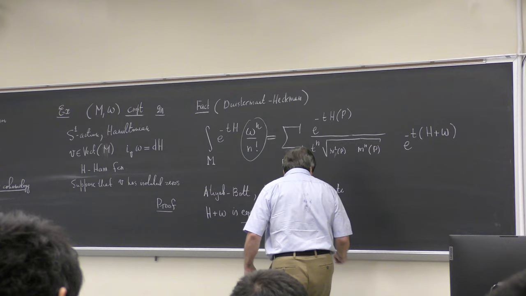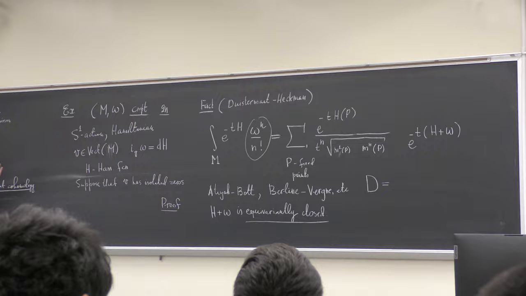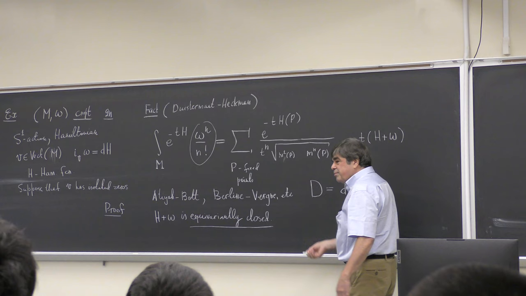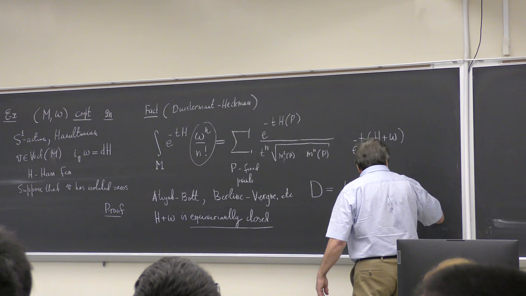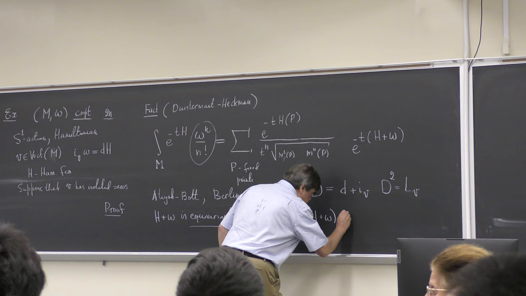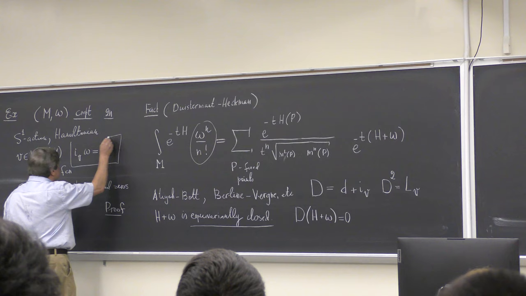What does this mean? It means that you consider the equivariant differential D. Well, there are many models of equivariant cohomology. I think you use the Cartan model, where this equivariant differential is very simple. It's just d, little d, de Rham, plus contraction. So D squares to the Lie derivative with respect to the vector field v. And then the easy fact is that D of H plus omega is 0. It's a manifestation of Hamiltonian action. By using this, we see that this form, H plus omega, is equivariantly closed.